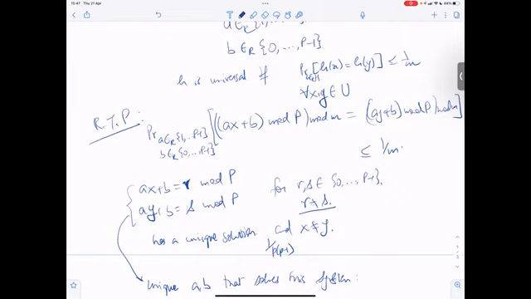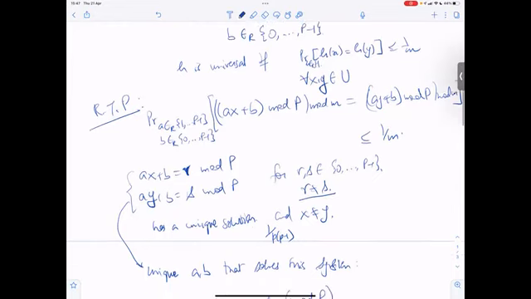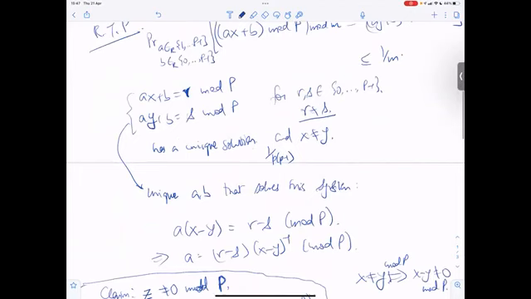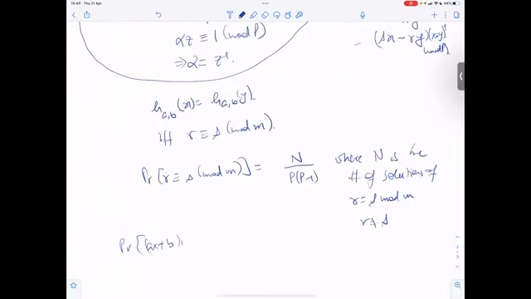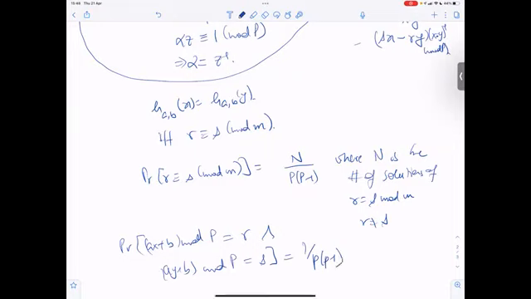So the probability that AY plus B modulo P is equal to R and AY plus B modulo P is equal to S is equal to 1 upon P into P minus 1. Correct? Yes, sir.